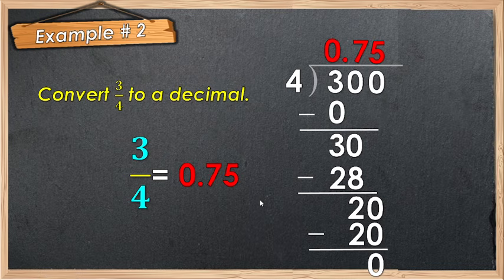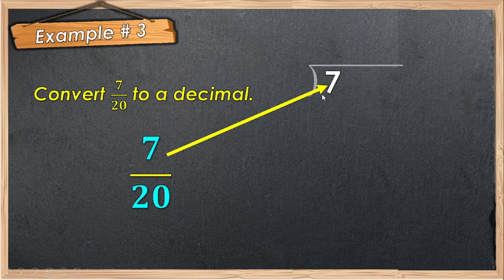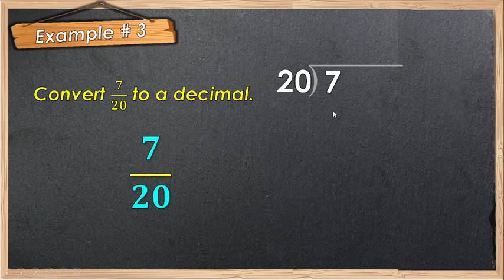So, example number 3. We have 7 over 20. Divide 7 by 20. So, we need to place 7 inside the long division bar and 20 outside the long division bar and then proceed with the process. 7 divided by 20, the answer is 0.